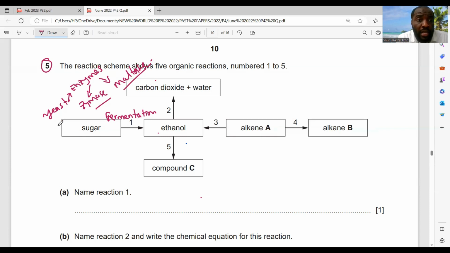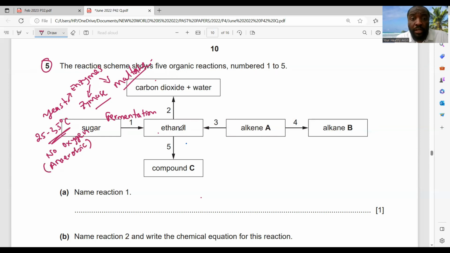Secondly, you also need a temperature of about 25 to 35 degrees centigrade for your enzymes to work best, so that the yeast should not be destroyed. And thirdly, you need an anaerobic condition. There's no oxygen. You don't need any oxygen to be there, right? So we set an anaerobic condition. So we're done with reaction 1. That's it.